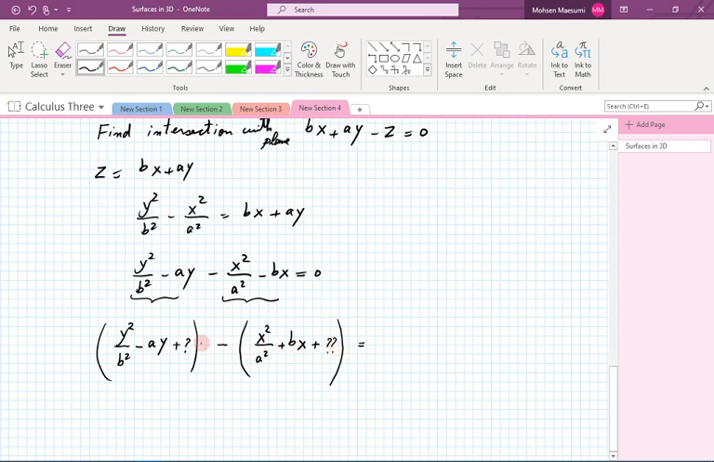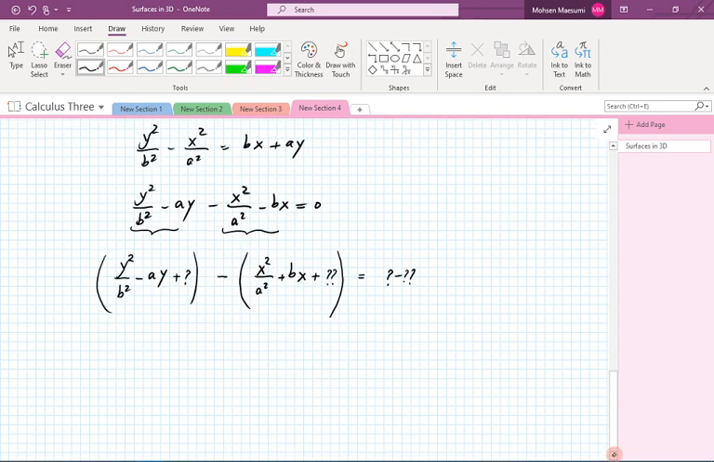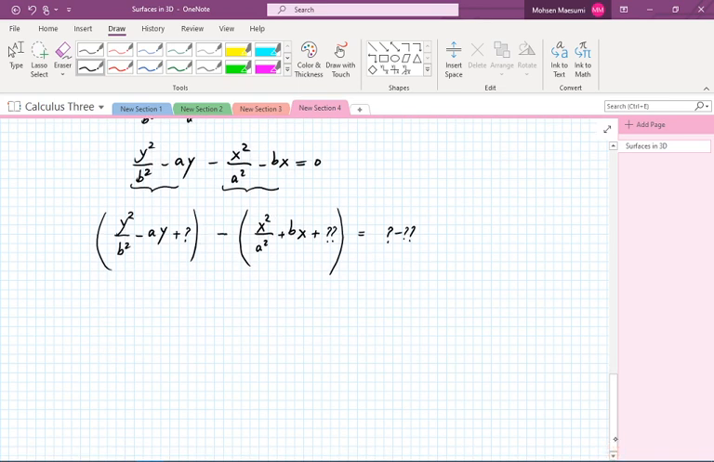To keep the balance, whatever number I add here, I have to add it on the other side. This number is being subtracted here, so I have to subtract it from the other side and see what to do next. So here's a question.